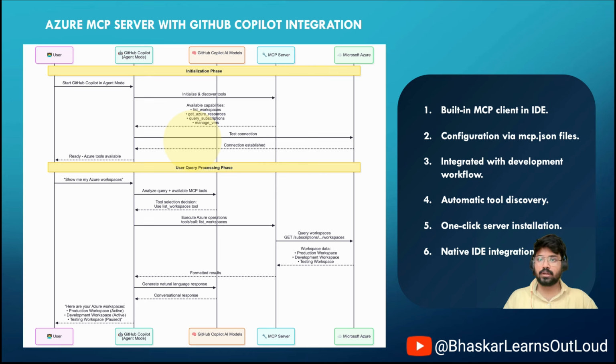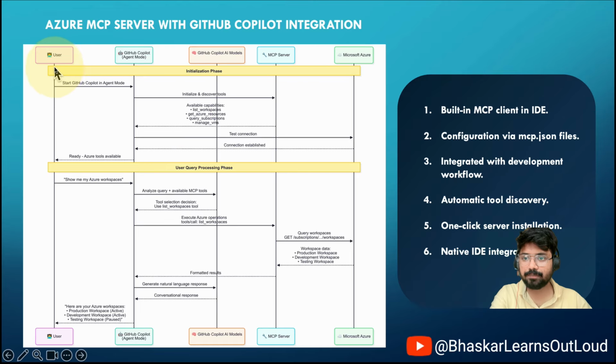Okay. Now, built-in MCP client in IDE. IDE, that means host. GitHub Copilot is already available in Visual Studio Code, and inside that GitHub Copilot we have an MCP client available. Then configuration via the mcp.json file, I'm going to show you in a while. Then we have integration with the development workflow, automatic tool discovery, one-click server installation, native IDE integration. I am going to show you all this. Okay. First of all, let's understand the working, then I will show you the practical so that you will understand it better.